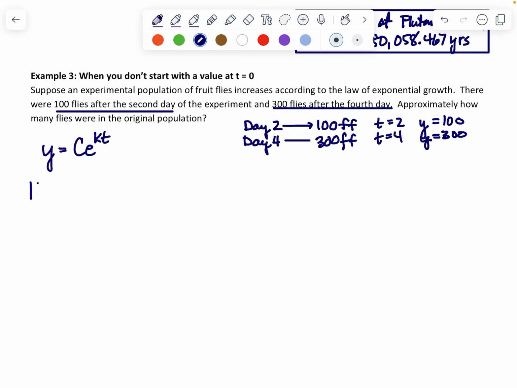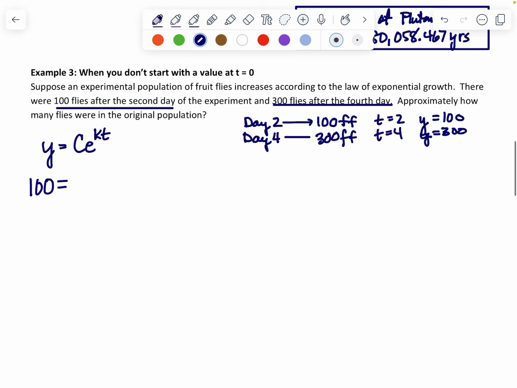So we'll start with the 100. 100 is equal to C e to the 2k. t is 2, so we're going to make it 2k. Okay, so that's our first one, right? And then the second one is 300 is equal to C e to the, and then k is still k, but t is 4, so we're going to make that 4k.